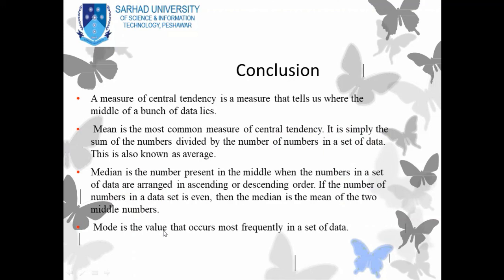Median is the number present in the middle when the numbers in a set of data are arranged in ascending or descending order. If the number of values in a data set is even, then the median is the mean of the two middle numbers. Mode is the value that occurs most frequently in a set of data. So dear students, this is the conclusion of this lecture. Now this is the end of this segment.